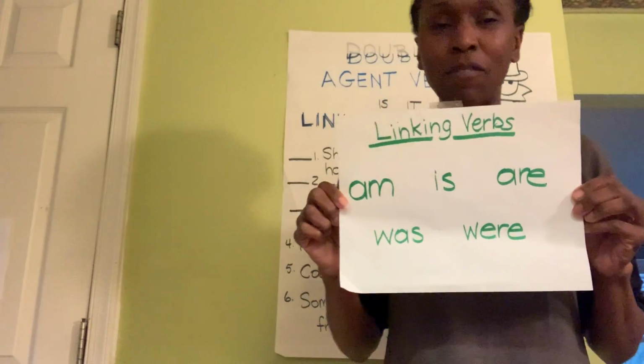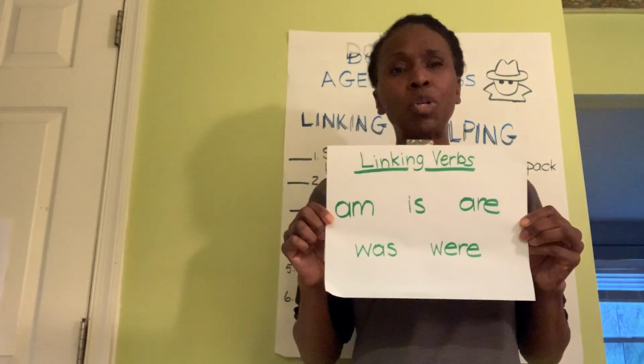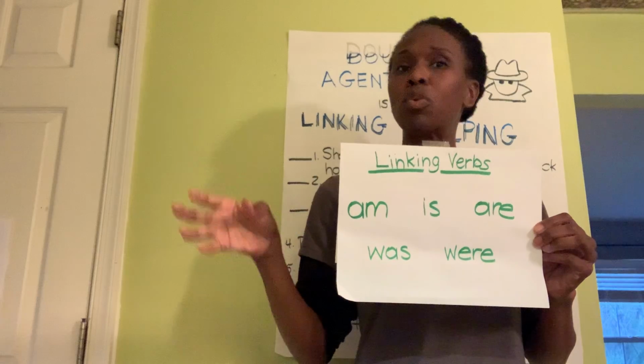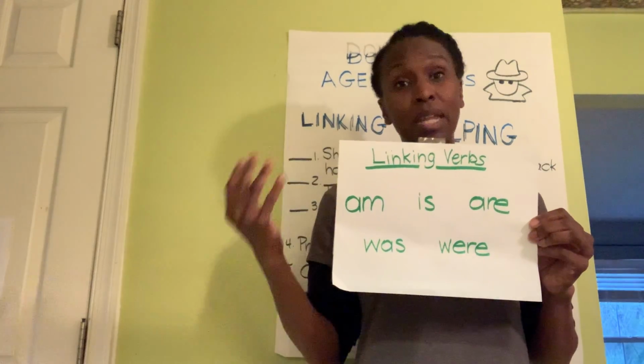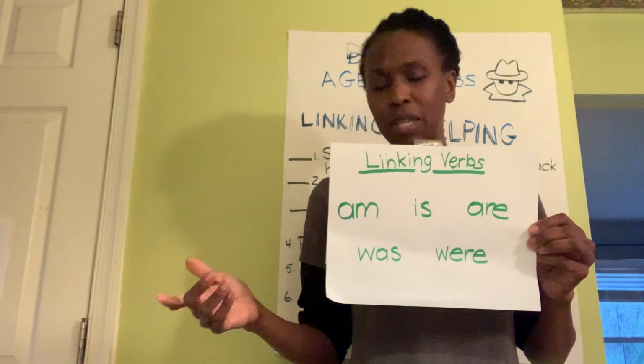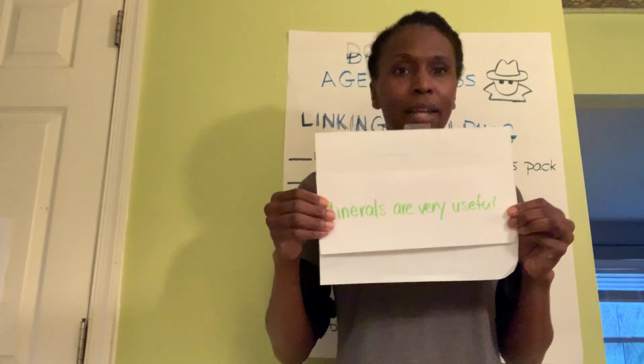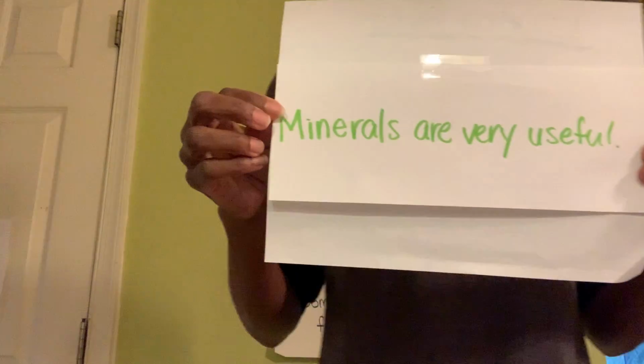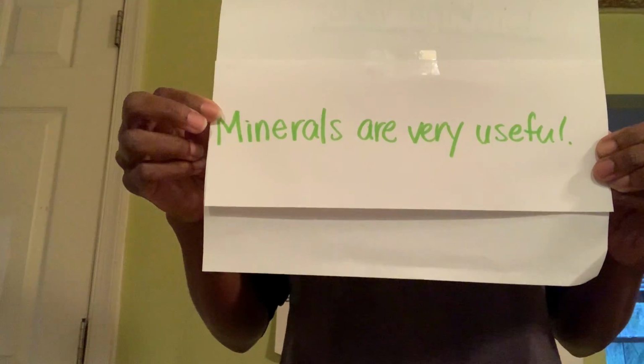Now remember, linking verbs are the verbs that we use when we're trying to link the subject with some other word in the predicate. It can be an adjective. Remember, those are words that describe, or it can be another noun that renames it. All right, look at this example here on the back. It says minerals are very useful.